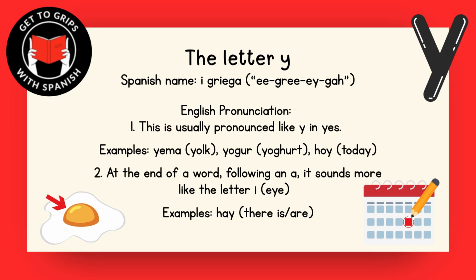The letter Y is called i griega in Spanish. There are two types of English pronunciation. It's usually pronounced like the Y in the word yes. For example, yema means egg yolk, yogur means yogurt, and hoy means today. At the end of a word following an A, it sounds more like the letter I. For example, hay means there is or there are. So it can be a y sound, like yema, yogur, hoy, or an I sound, like hay, meaning there is or there are. And that's the letter Y.